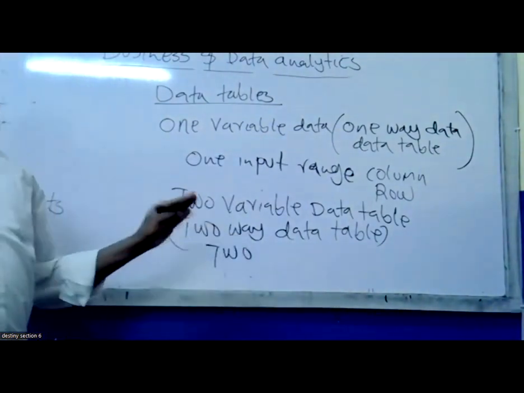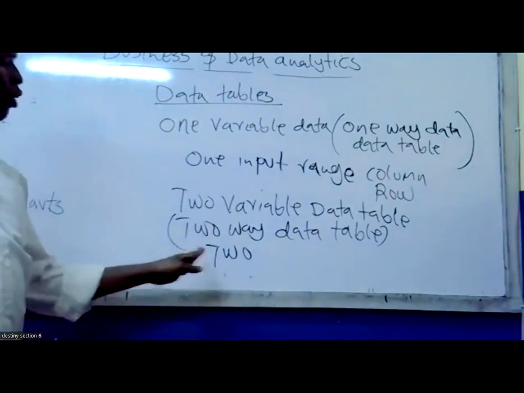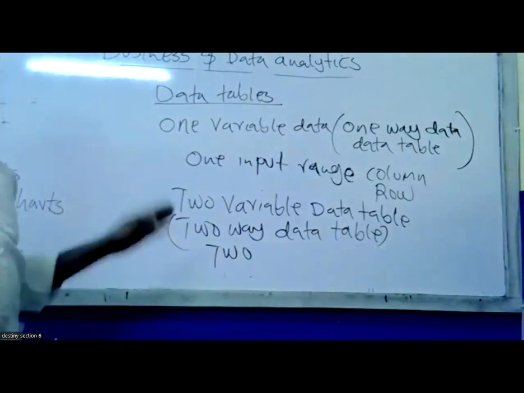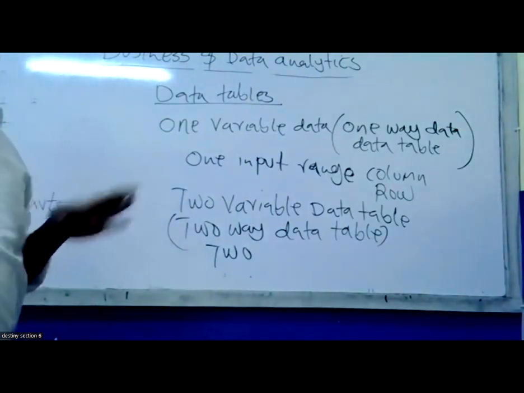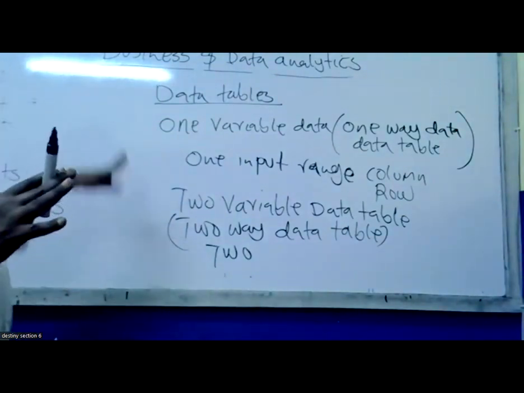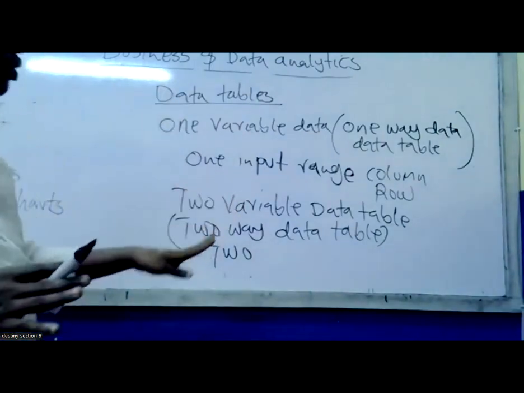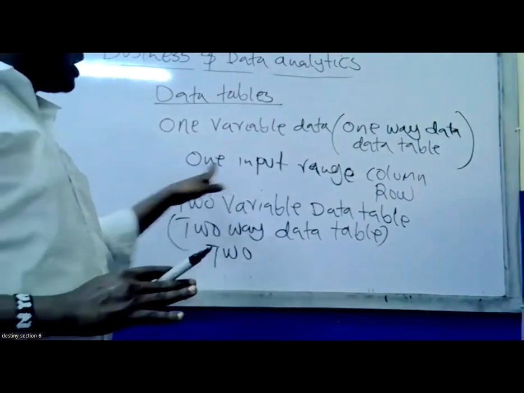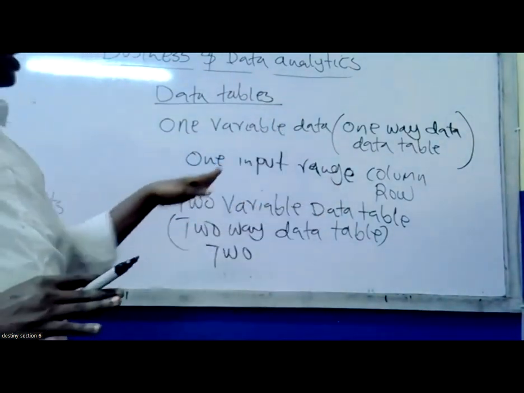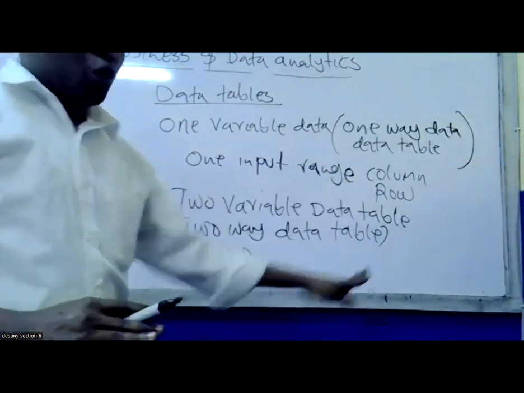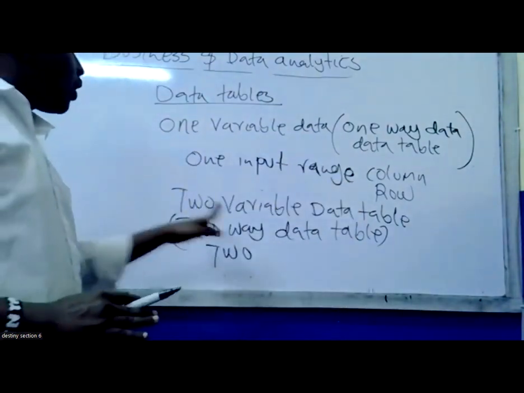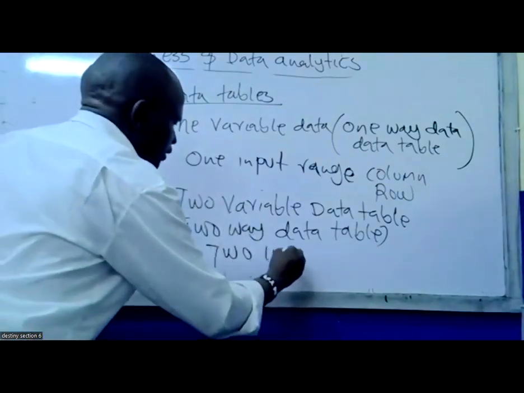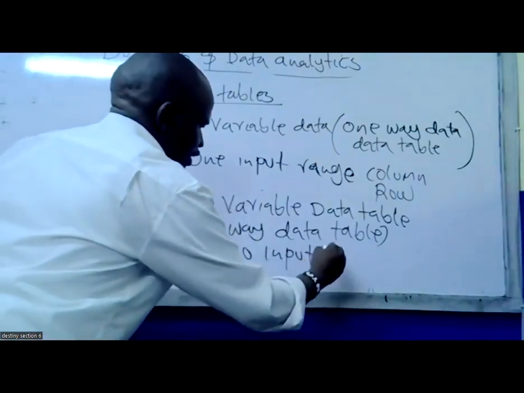I will just demonstrate it practically, so that you understand more what I mean by one input range and then two. But what you need to know for now is that the one variable data table, or the one-way data table, deals with one input range. It can be either a column or a row. But now for the two-way data table, it is the two input ranges.